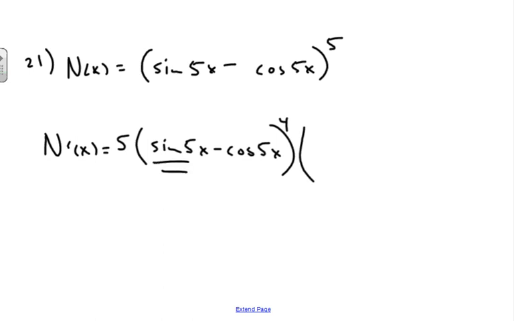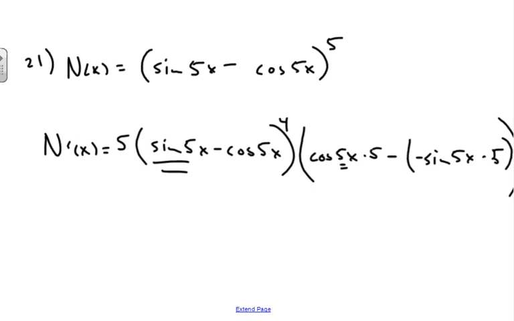So take the derivative of sine 5x. This is a common one that you have to know how to do. Another chain rule. Derivative of sine is cosine of 5x times 5, for the inside, so times 5. Minus now the derivative of cosine, which is negative sine of 5x, times that inside, which is 5.